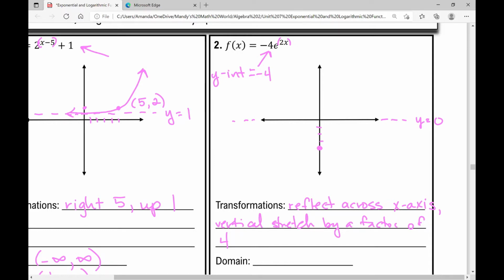And to be honest, if you just said horizontal dilation by a factor of 2 or horizontal dilation by a factor of 1/2, I would be okay with that. I would go with what your teacher says, but I've seen it both ways. I like to write it like this. It's a horizontal compression by a factor of 1/2.